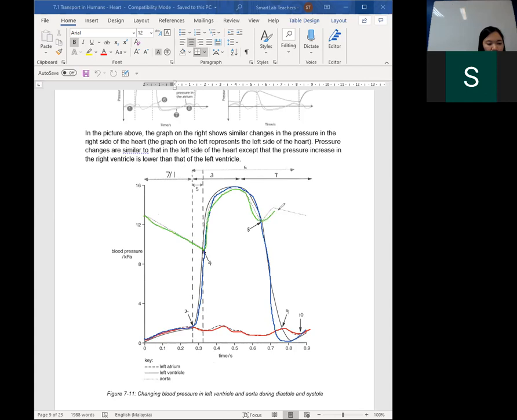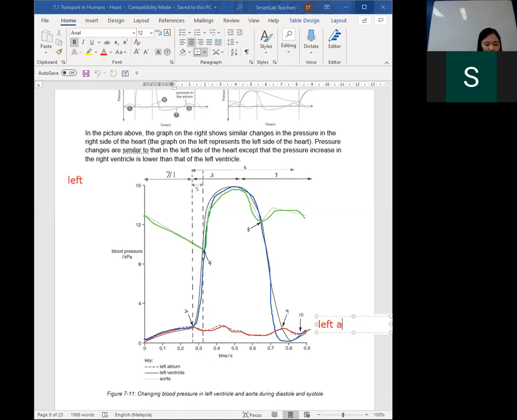Okay, you might be wondering, why aorta? We are looking at the left side of the heart. So if you are looking at the left side of the heart, then we are looking at the left atrium. So the one in red is actually your left atrium pressure.